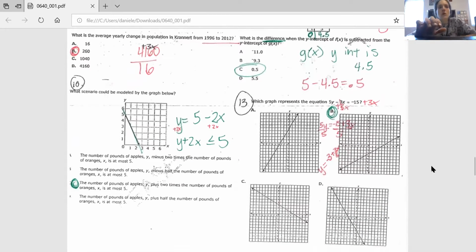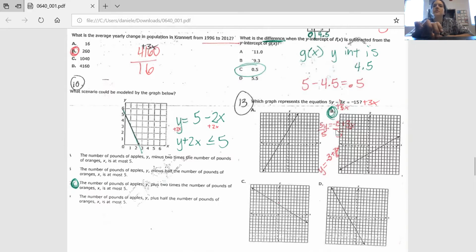So number 10, what scenario would best model the graph? So I'm going to write the equation of this line right here. I see it starts at 5 and it appears to go down 2 and over 1 every time. So that makes the equation 5 minus 2x. Now, for purposes of this problem, talking about x being oranges and y being apples, I'm going to move the plus 2x over here. So I know that y plus 2 times x is supposed to be at most 5, which means 5's the max. I really need something less than that. So the answer choice that says that is C.